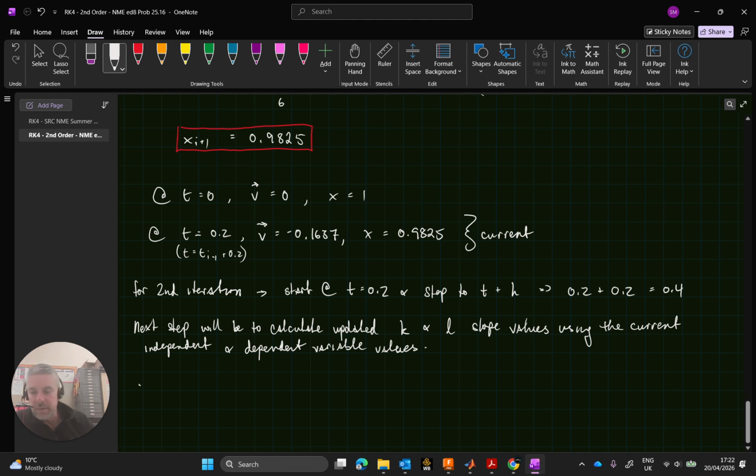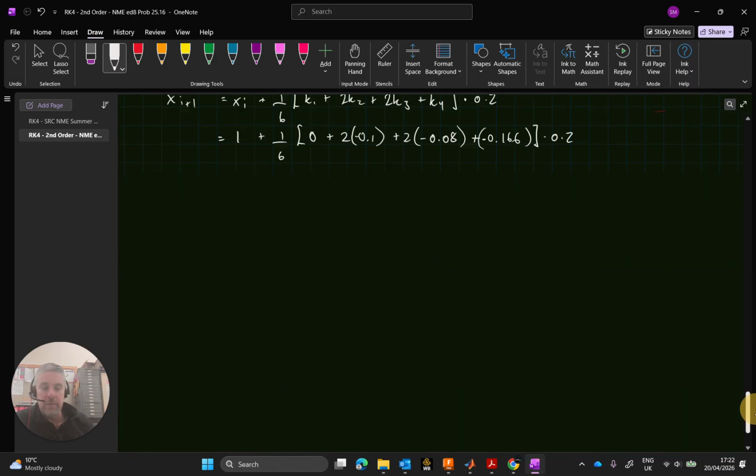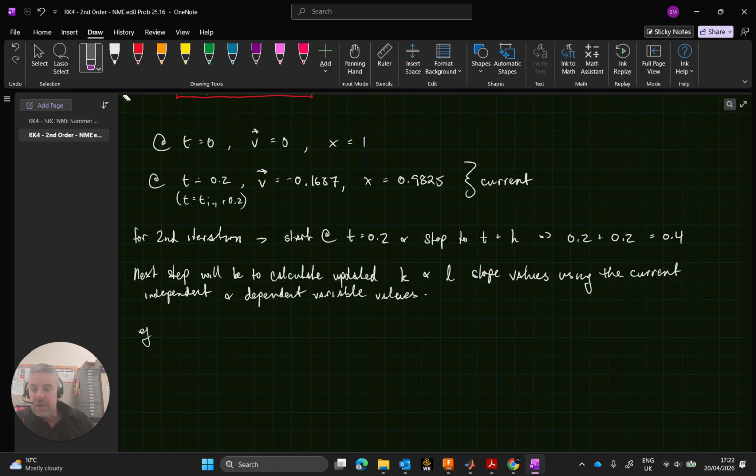So for example, K1, just going to keep again the same kind of writing that I had up here. Solve for K1 and L1. I'll just do K1 and L1 and then we'll leave it. So solve for K1 and L1, right? We know that K1 is going to be equal to the function value at some t value, some v value, and some x value, right? So our t inputs here, and that there is equal to v. So it's equal to some function value.